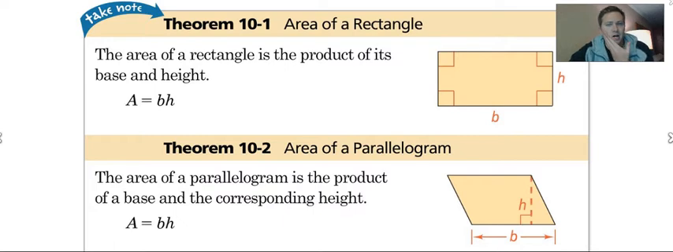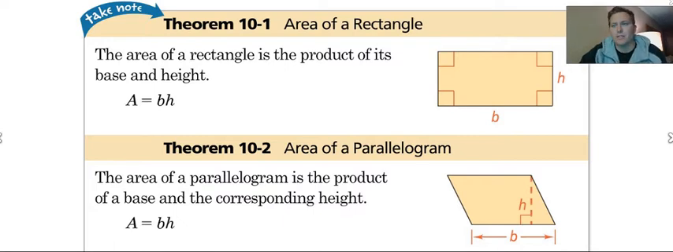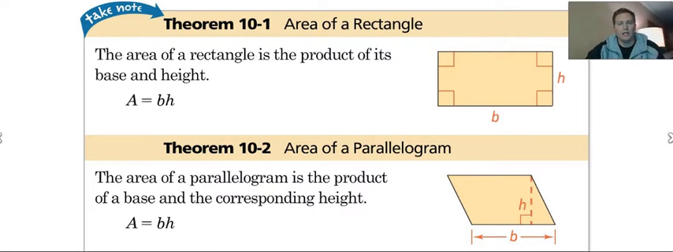We have the area of a rectangle is going to be base times height, and it's the same thing for the area of a parallelogram. You just got to make sure that when we are doing a parallelogram, you can see that the two sides right here are slanted. So we got to make sure that we use that vertical line right there as my height. And again, both of these formulas are going to be base times height.